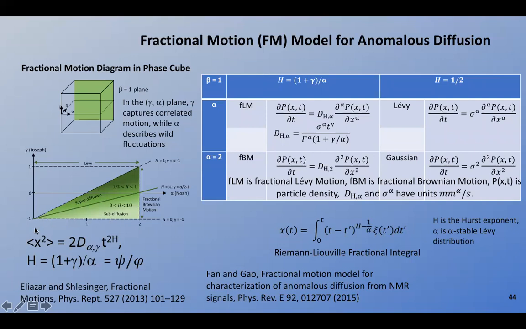You can calculate the mean squared displacement for this model of fractional motion, and this is all done in terms of the Hurst parameter. This is based on some work by Fan and Go, who used a Riemann-Liouville fractional integral. The net result is that you have a Hurst exponent, and you have a beta, in this case beta equals 1, where beta corresponds to the time derivative.